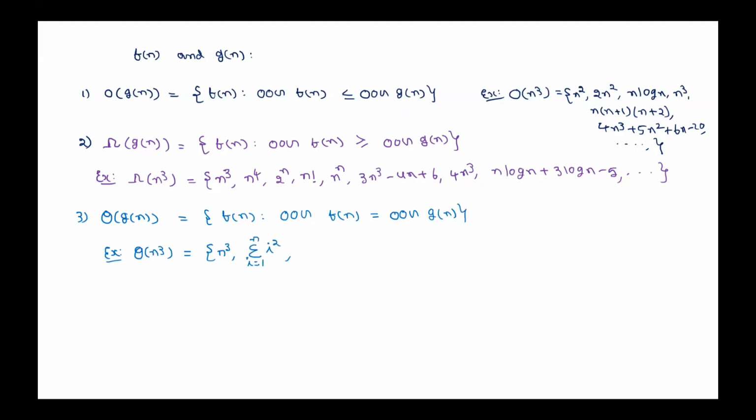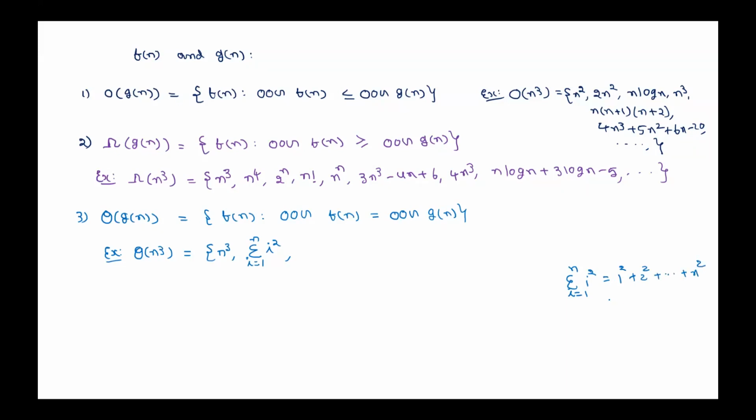It is correct. Sigma i equal to 1 to n of i square. What is sigma i equal to 1 to n of i square? Up to n square. So i equal to 1 means 1 square, i equal to 2 means 2 square, and this last one is n square.